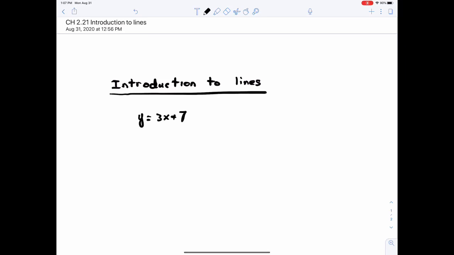Anyway, what about this? That's the equation of a line. Why? Because the variables are all to the first power. And also I want to point out there's no other mathematical operations around them.